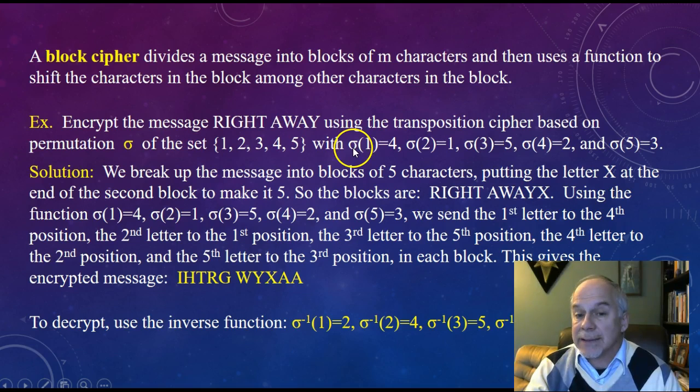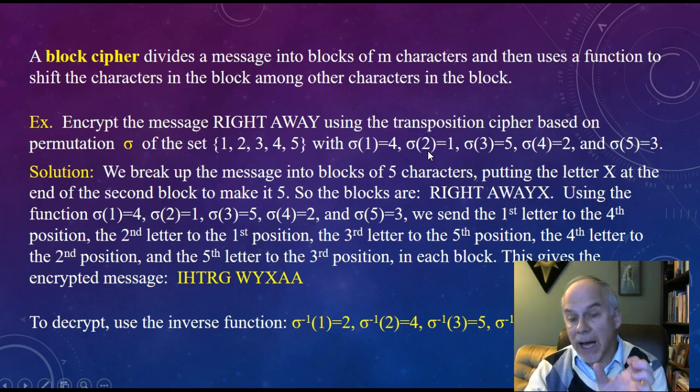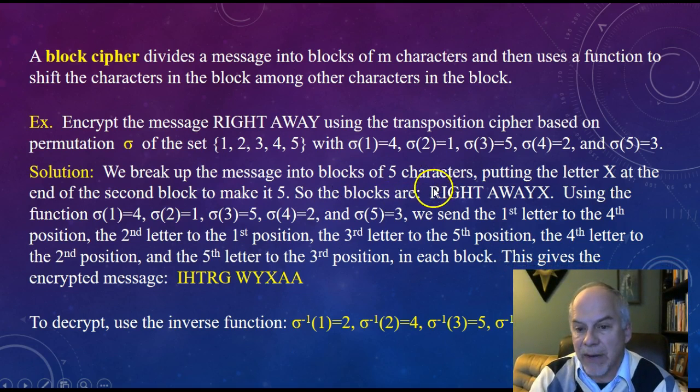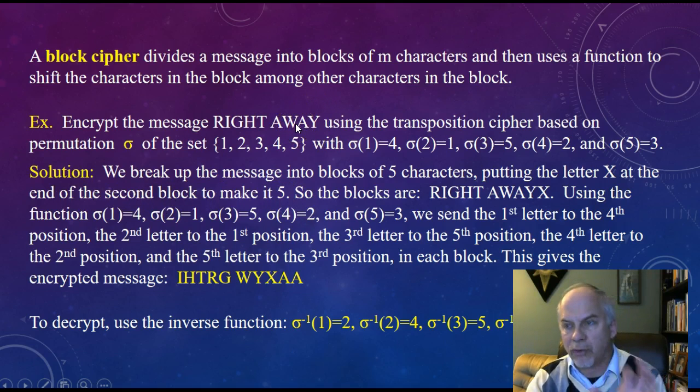This means take letter 1 and make it letter 4, take letter 2, the second letter in the block, and make it letter 1, etc. Take letter 3 and make it letter 5. So we're going to break up the message into blocks of 5, putting the letter X in the end of the block to make it 5, because we don't have 2 full blocks. So the message will be right away and then an X at the end, because we didn't have 5 letters, but we need to just stick a letter in there, so we stick the letter X in there. But you could put any letter you want.